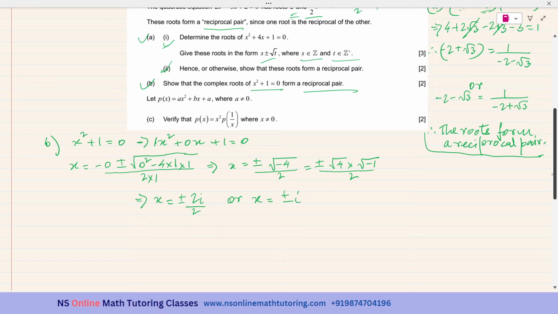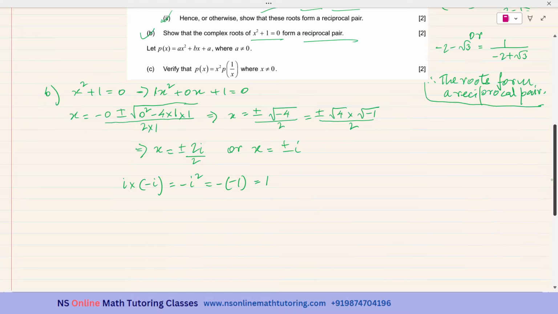Now we have to show that they form a reciprocal pair. So I am taking i times negative i, which equals negative i squared, and i squared is equal to negative 1. So negative of negative 1 is equal to positive 1. Therefore i and negative i form a reciprocal pair.